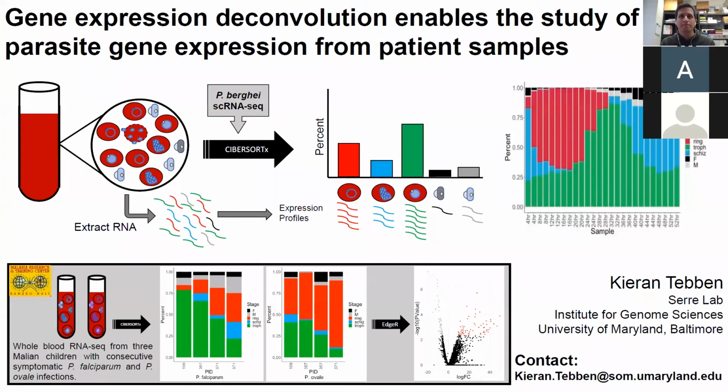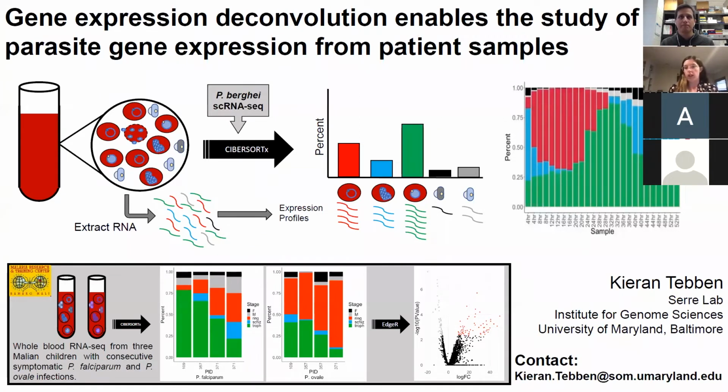Thanks. I'm Kieran Tebben. I'm a second-year grad student in the Institute for Genome Sciences at the University of Maryland. I'm going to tell you about how we use gene expression deconvolution to study parasite gene expression directly from patient samples. So one of the main challenges in doing gene expression studies directly from patient samples is over here on the left. You can see that each blood sample has a unique mixture of developmental stages inside of it.